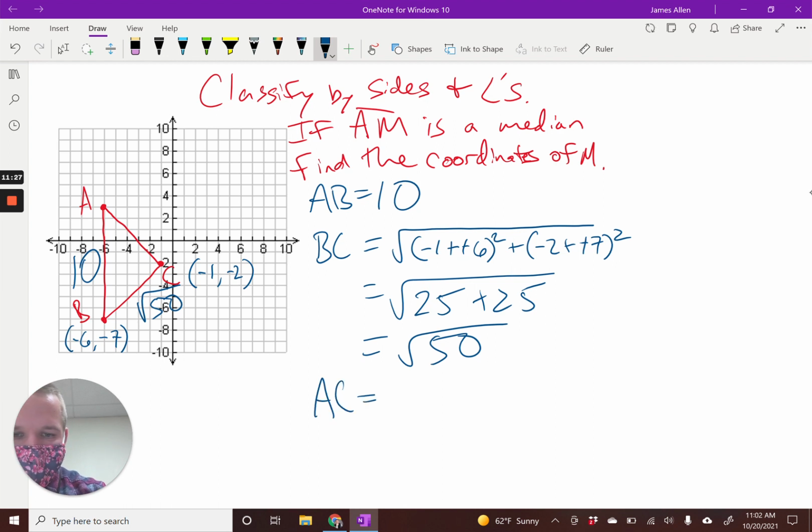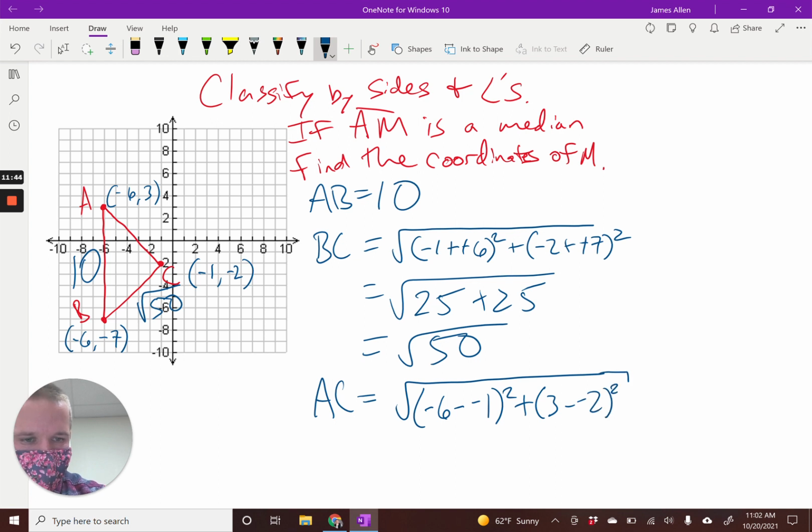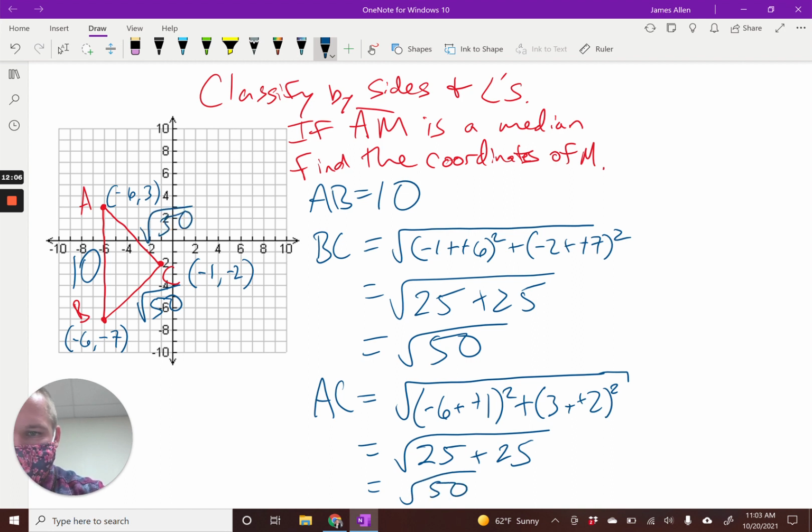And then AC, we'll do the same thing here. Throw these ordered pairs up here. A is -6, 3. So I've got -6 minus -1 squared, and I have 3 minus -2 squared. That becomes -5 squared is 25. Oh my goodness, that's the same as before. And I got 25 again. So I get the square root of 50. Well, hot diggity dang. 2 congruent sides.